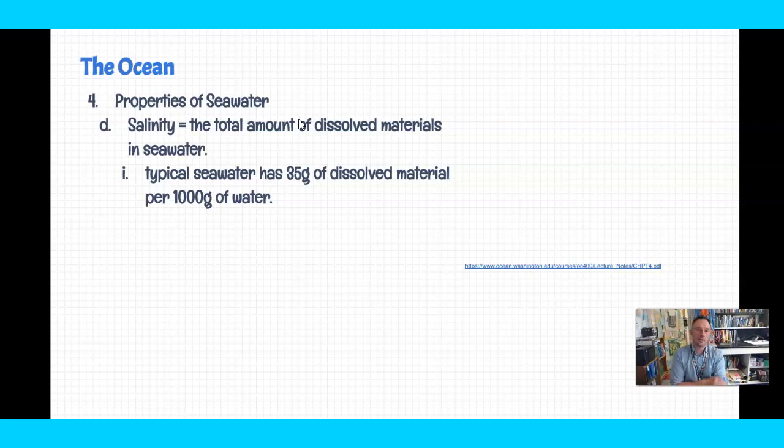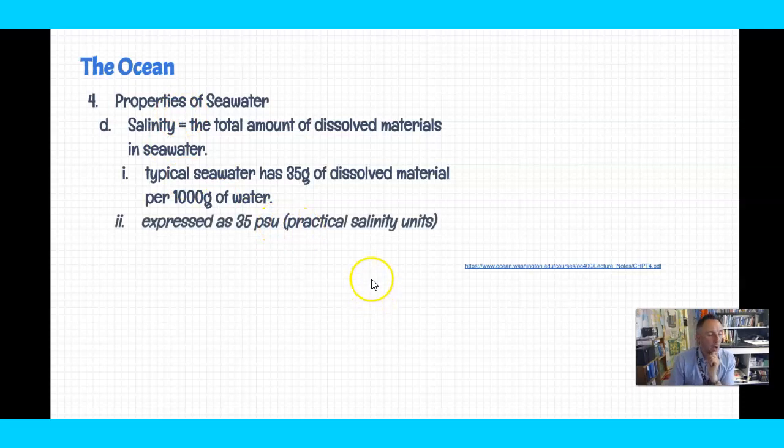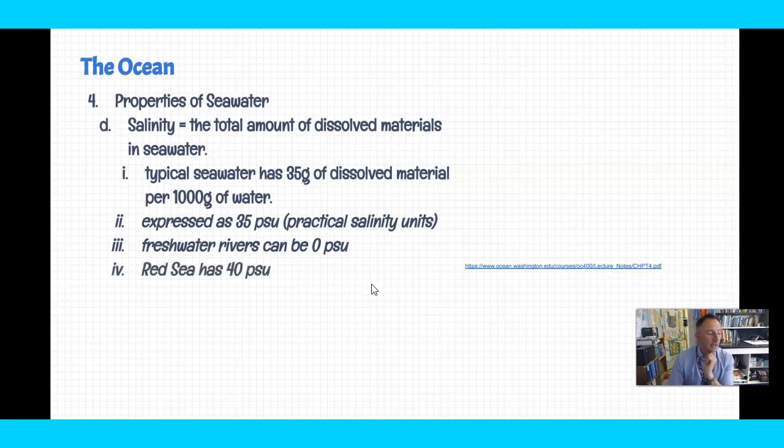So how do you measure the amount? We measure it in weight in grams. So the ocean, on average, has about 35 grams of dissolved material per 1,000 grams of water itself. We express this in what we call practical salinity units, PSUs. Freshwater rivers, of course, have 0 PSUs, it's just fresh water falling out of the sky.